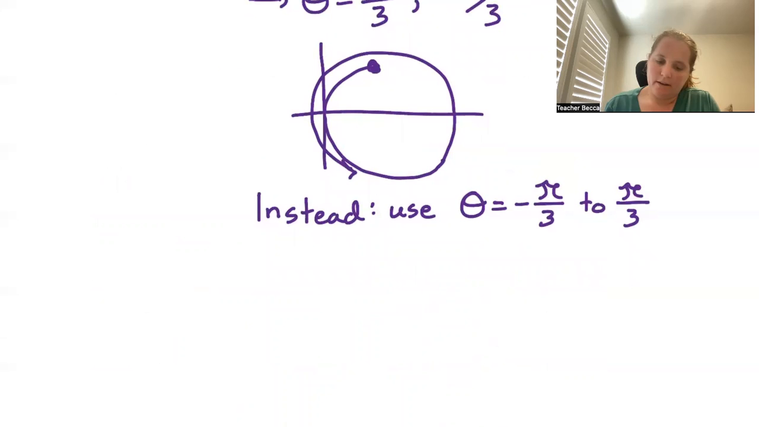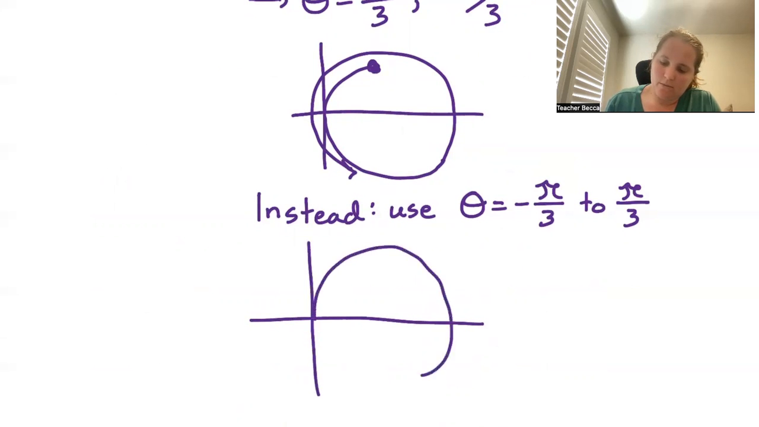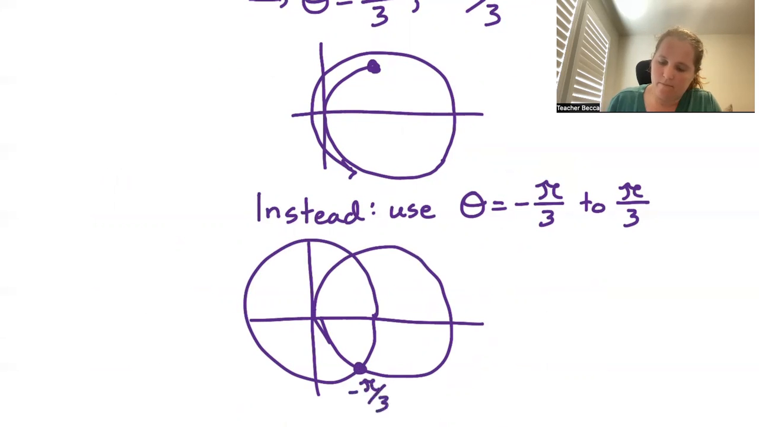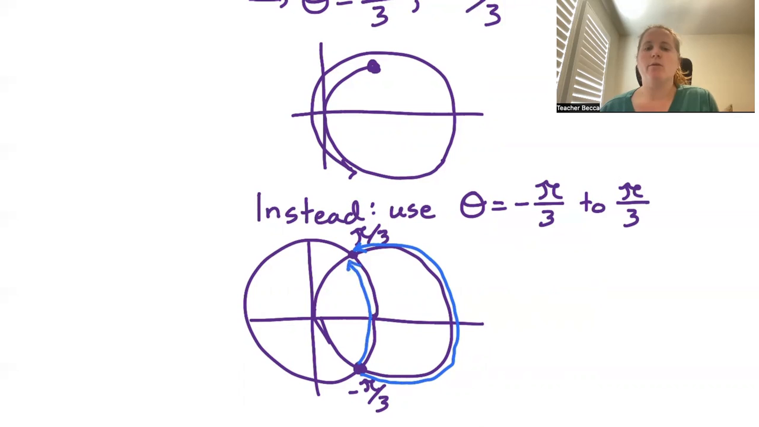So if we do, again, sort of drawing the picture, what we do from negative pi over 3 to pi over 3, this will get the entire boundary we want for the outside circle, and negative pi over 3 to pi over 3 corresponds perfectly to the region we want for the inside circle as well.